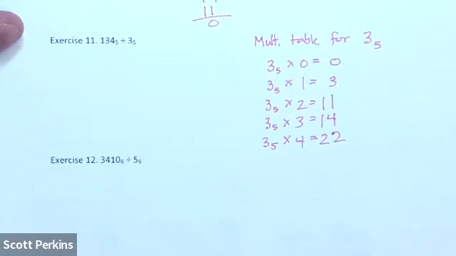Now that you've got that multiplication table, I'm going to give you another minute or so and go ahead and get working on the division. 134 base 5 divided by 3 base 5.